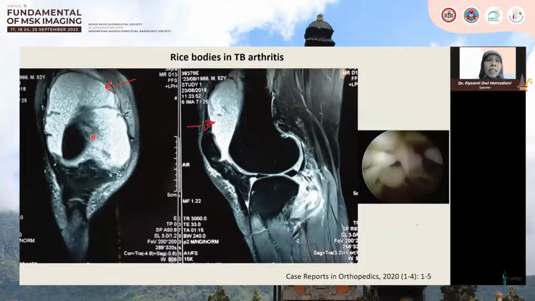These are pictures of rice bodies in tuberculous arthritis that manifest as multiple hypointense lesions within the joint effusion. And this is a rice body as it appears on arthroscopic examination.